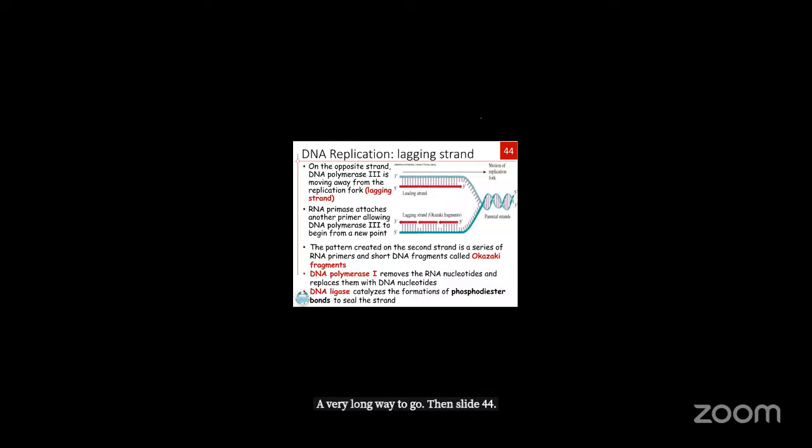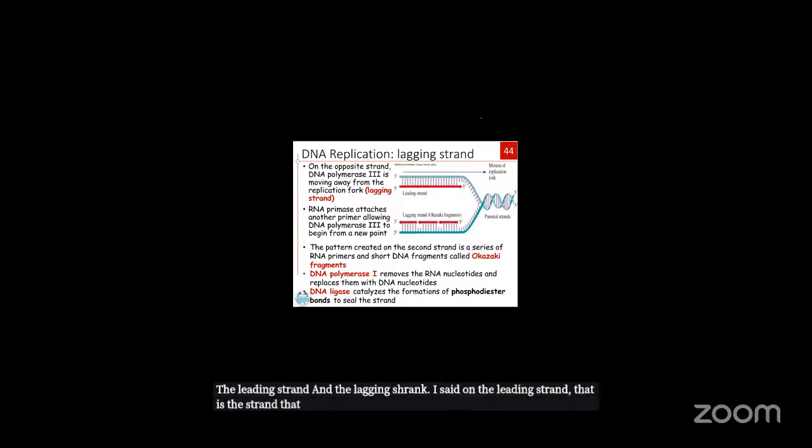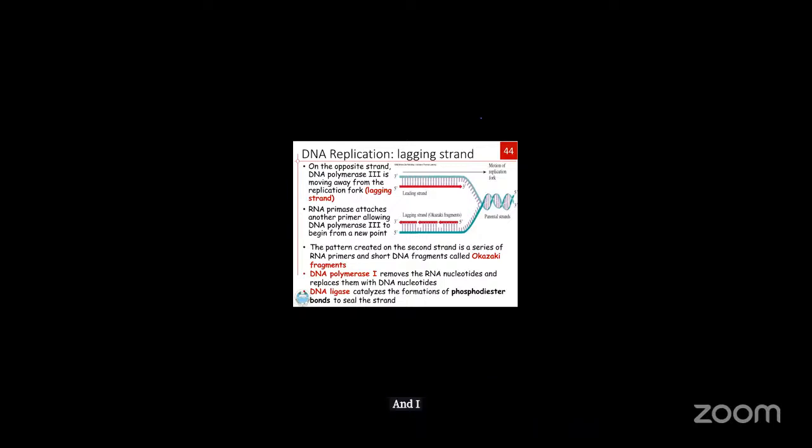Then slide 44. Somebody mentioned slide 44; it is just showing the process of DNA replication, the leading strand and the lagging strand. I said the leading strand is the strand whose synthesis starts from the parental strand that runs from 3' to 5'. And I referred you back to our class on phosphodiester bonds, this slide. Okay, let me go back to that slide.